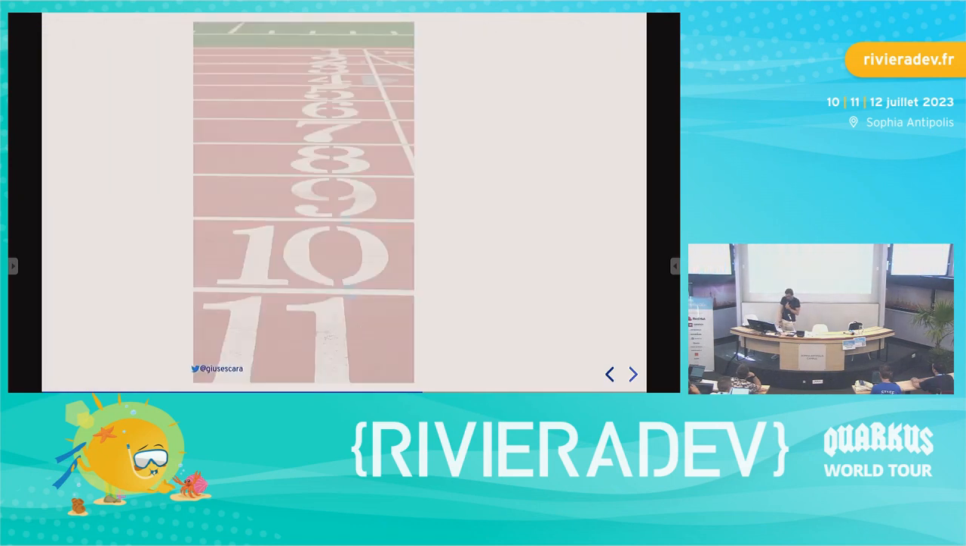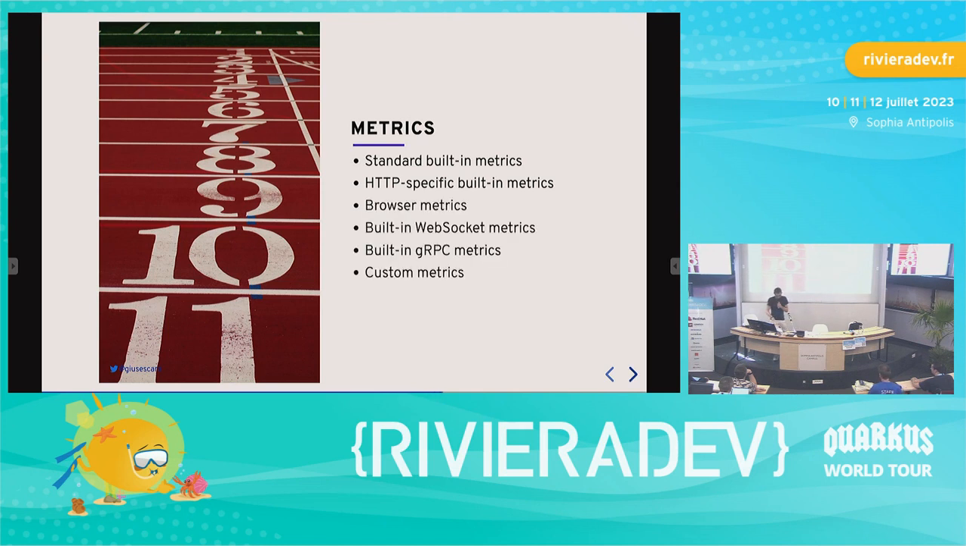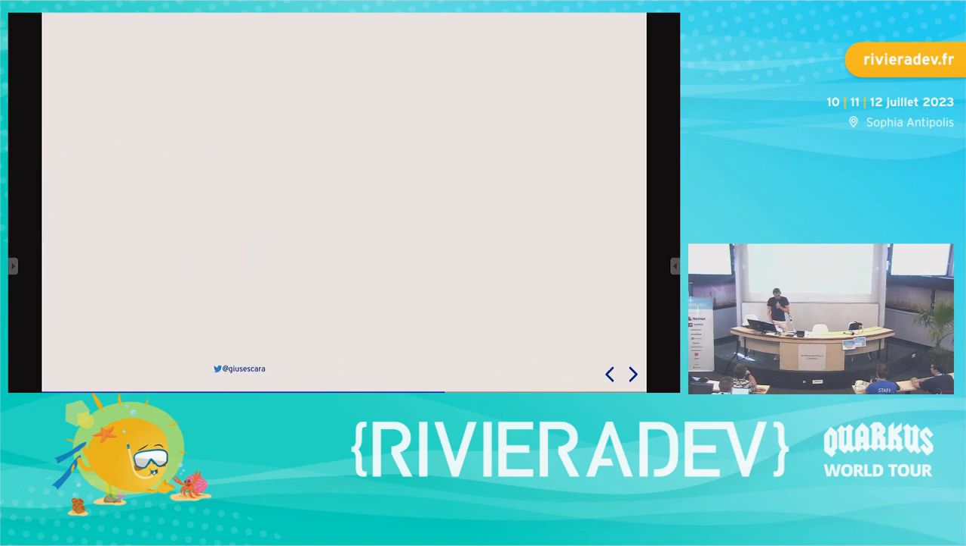Now, which are the metrics? We have the standard built-in metrics. For example, it can give us the number of virtual users that were active, the data received, the total number of iterations, and we have also some other HTTP-specific built-in metrics. For example, http_req_duration, so the total time for the request, or http_req_receiving, so the time spent receiving a response from the host. And other metrics like browser metrics, WebSocket metrics, gRPC metrics as well, and custom metrics.